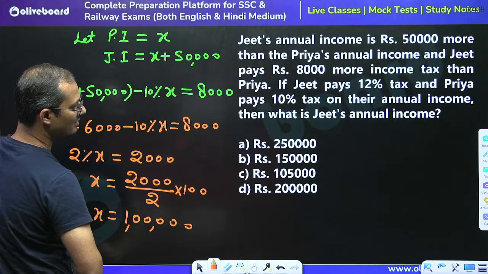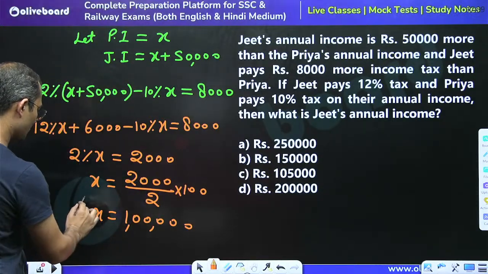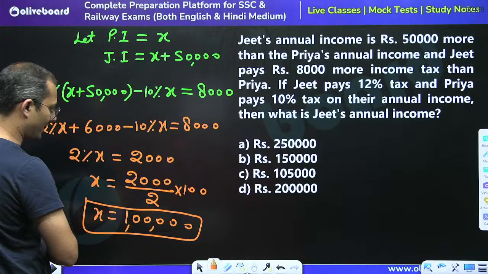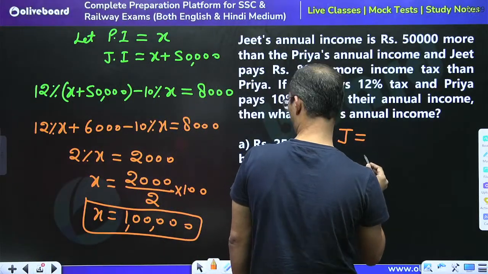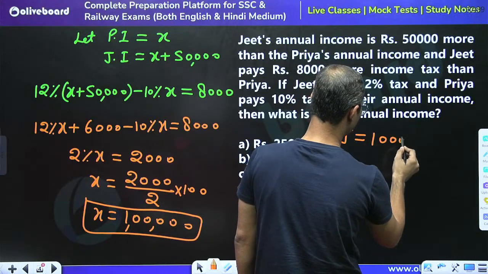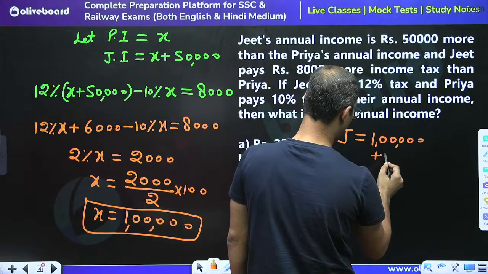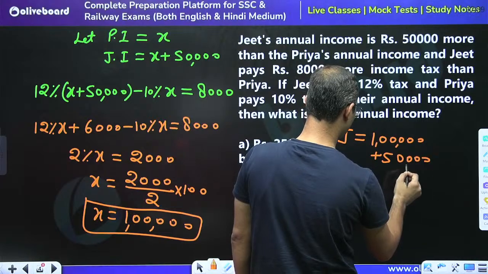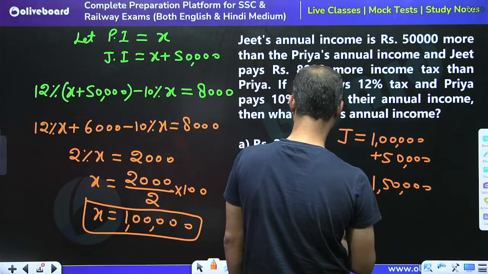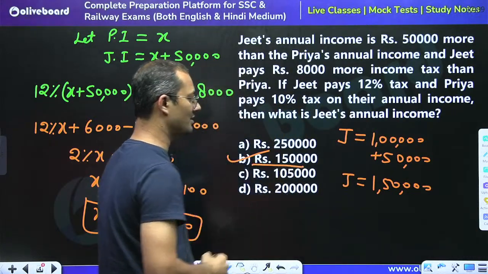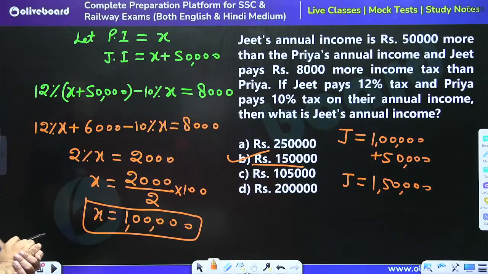So what is Jeet's annual income? We have got the value of X, right? Jeet's income is 50,000 more than Priya, so 1 lakh plus 50,000. So Jeet's income is how much? 1,50,000 is the right answer. Yes, that is the right answer, right? So Jeet's income is 1,50,000. Yes, Mulka Masiya, you are right, 1,50,000 is the right answer.